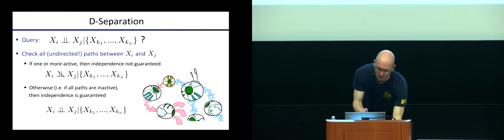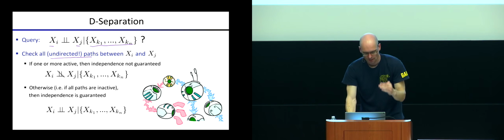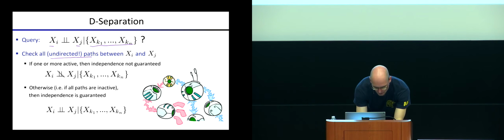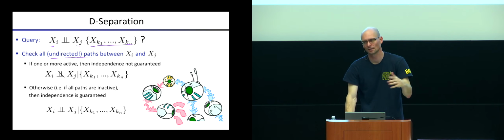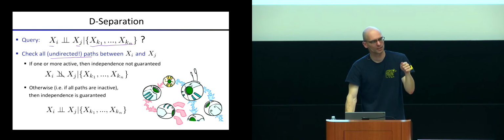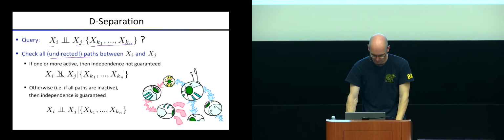Now we'll get a query. Are two variables xi and xj independent given some evidence variables? Okay, we'll check all undirected paths between xi and xj. For every path we check, if one of these paths is active, then independence is not guaranteed, because once there is an active path, some influence can flow, and that's it. There is no independence. If you have checked all paths and have not found any active paths, so they're all inactive, only then can you conclude there is independence, because there's not a single path that can influence one variable from the other one.